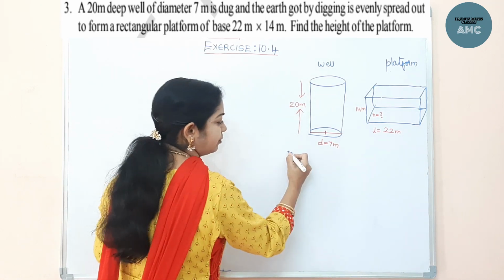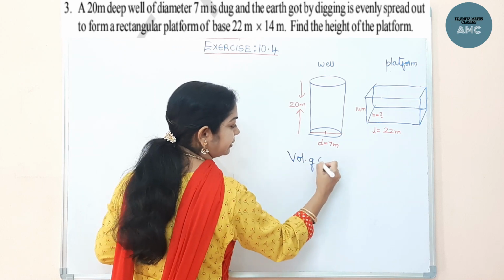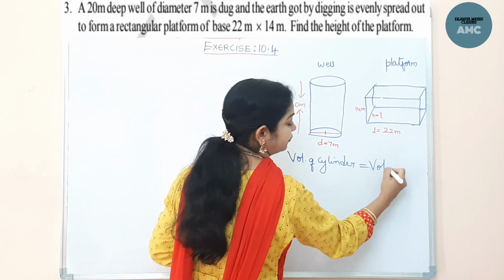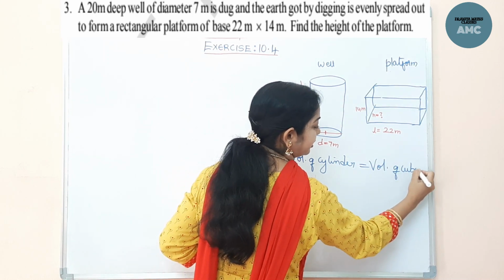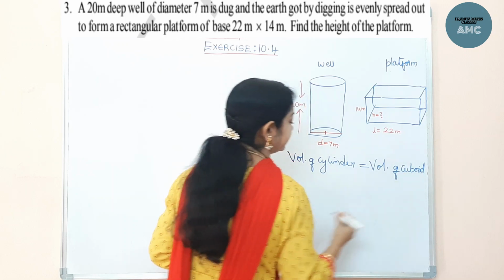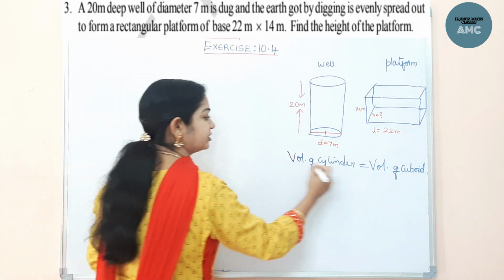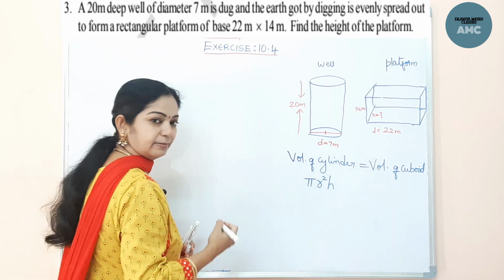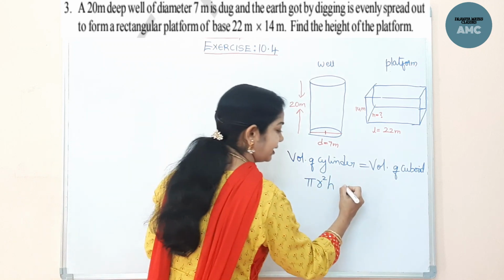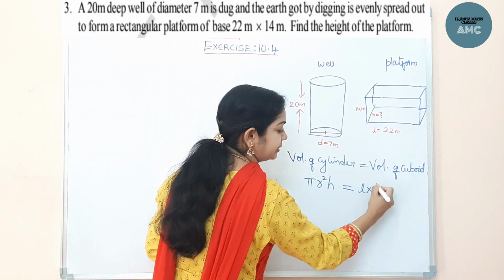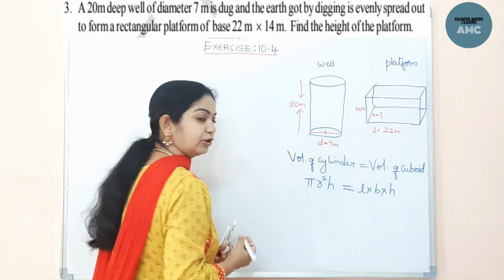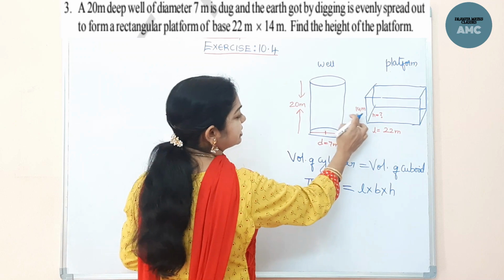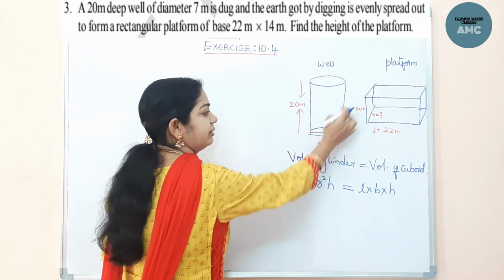Now the volume of the cylinder equals the volume of the cuboid. You can write it as a rectangular platform either. Right. Now the volume of a cylinder is pi r square h. Pi r square h is the volume of the cylinder, whereas for the cuboid it is L into B into H. This is the volume of the cuboid. Now we will place all the values which are given here. Now let us check, all are in the same dimensions, all are in meters, right?